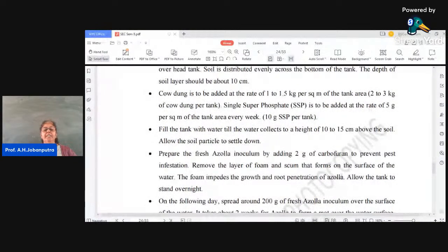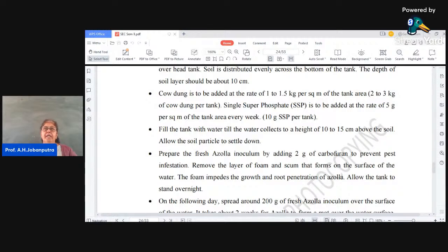सगळे soil particles खाली settle down झाले पाहिजे. You make a fresh Azolla inoculum by adding 2 grams of carbofuran, and then whatever foam is formed, that foam should be as a phase तयार होतं, तर ते phase काढून टाकायचं, because it will affect the growth of the roots of Azolla, and also it will not allow the Azolla leaves to flourish properly.